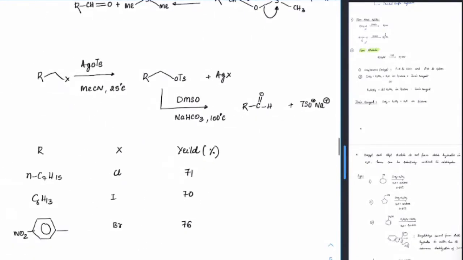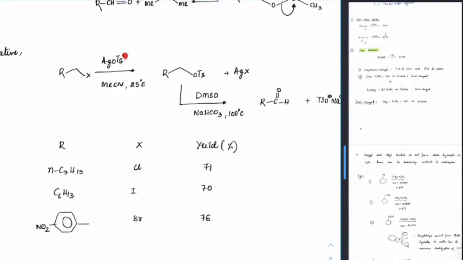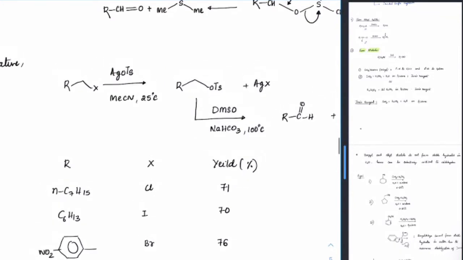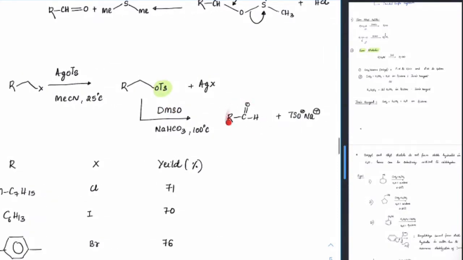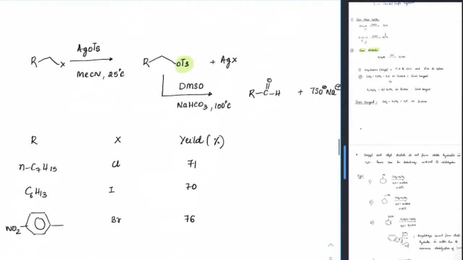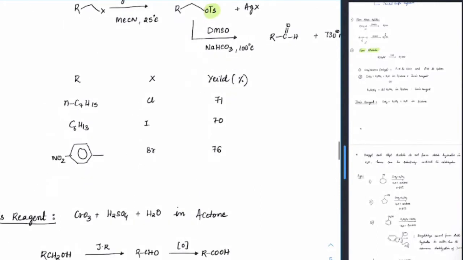This reaction can be enhanced by using AgOTs also, silver tosylate. If you take RCH2X in the presence of AgOTs, AgX will get precipitated and you will get RCH2OTs, and we know that OTs is a better leaving group, correct? So in the presence of DMSO, again you will get this aldehyde and tosyl will come out of it. The mechanism is pretty much the same as how it happens above.